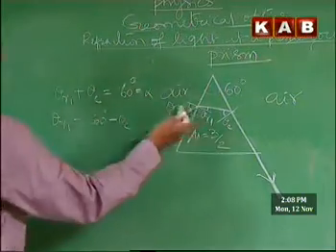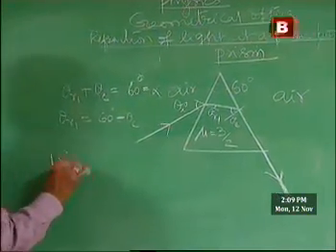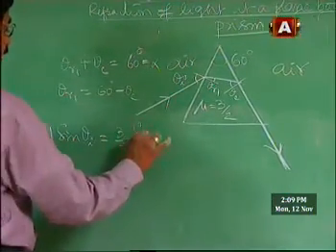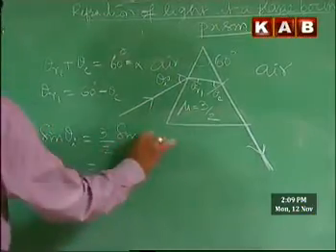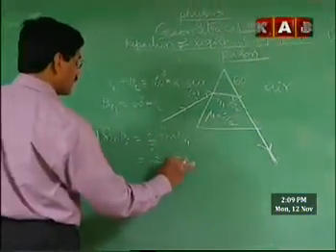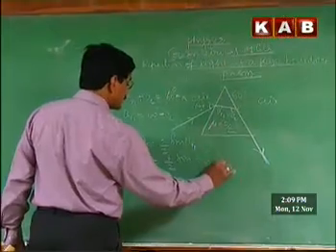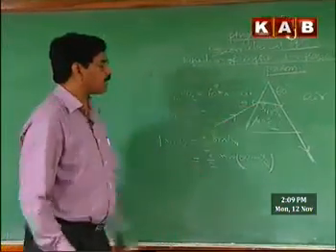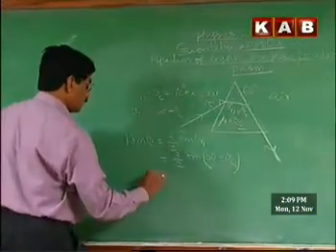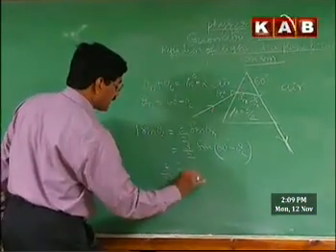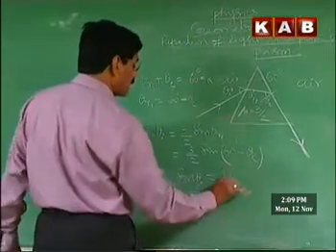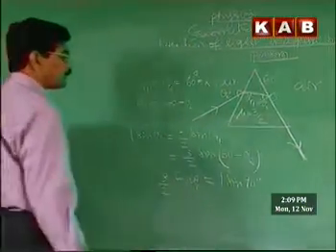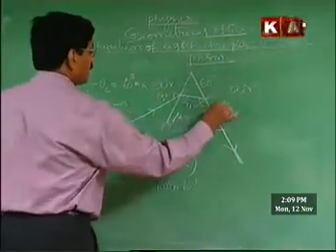Applying Snell's law to this boundary, 1 into sin theta i is equal to 3 by 2 into sin theta r1, that is 3 by 2 into sin of (60 degrees minus theta c). Applying Snell's law to the other boundary, the second boundary, 3 by 2 sin theta c is equal to 1 into sin 90 degrees because the ray is grazing. So the emergent angle is 90 degrees.